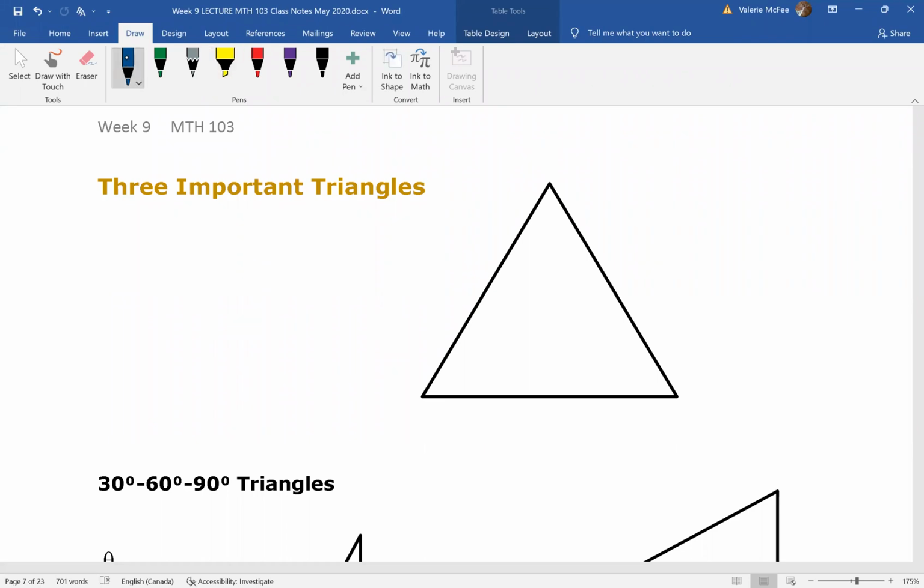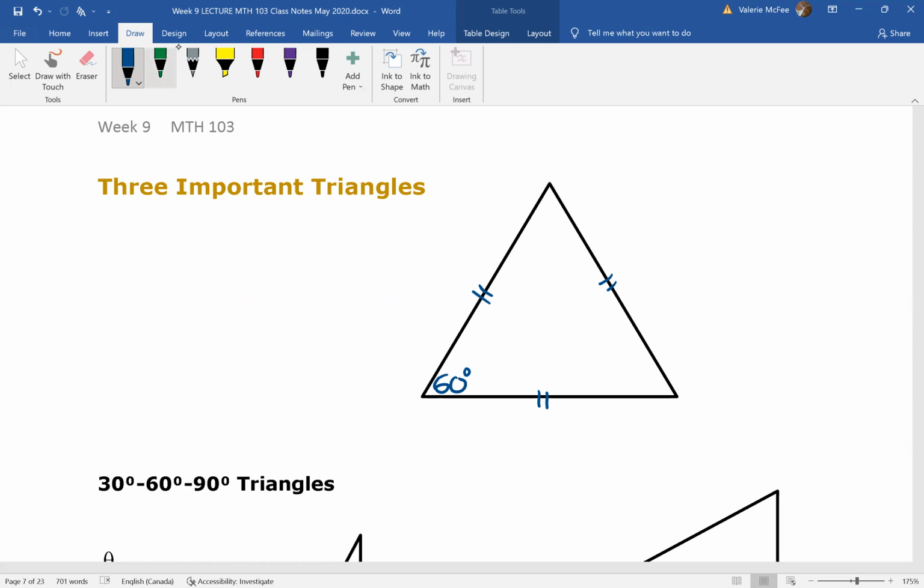So let's start with an equilateral triangle. In an equilateral triangle, all of the sides are the same length and all of the angles are the same measure. So if we have 180 degrees in a triangle, that means they're all the same at 60 degrees.